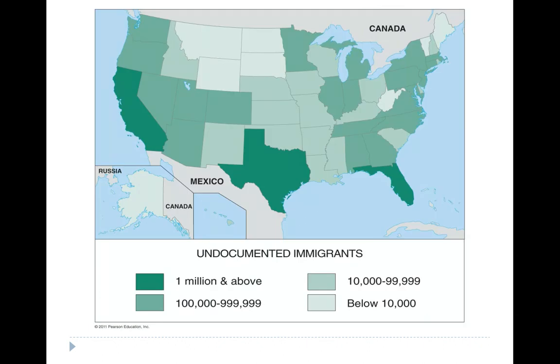This map shows the undocumented immigrants by state. You will notice that California, Texas, and Florida all have a large percentage of undocumented immigrants. These three states have high labor fields or labor forces in which undocumented immigrants can easily work. Spanish is also fluently spoken in all of these areas, which makes it easier for undocumented immigrants to assimilate into the culture.